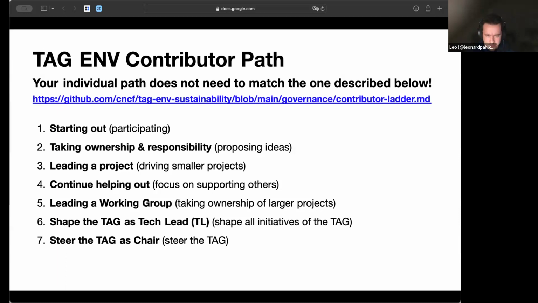And then another important part is helping out others. If they're new, maybe they need some guidance on where to work. So this can be the next step. And then at some point, maybe being elected in a working group or as tech lead or as chair. But I think not everybody needs to follow this, as I said. Any participation in the TAG is very helpful for us. At the end, this is a community group. So if you would like to work on certain things, we empower those ideas.